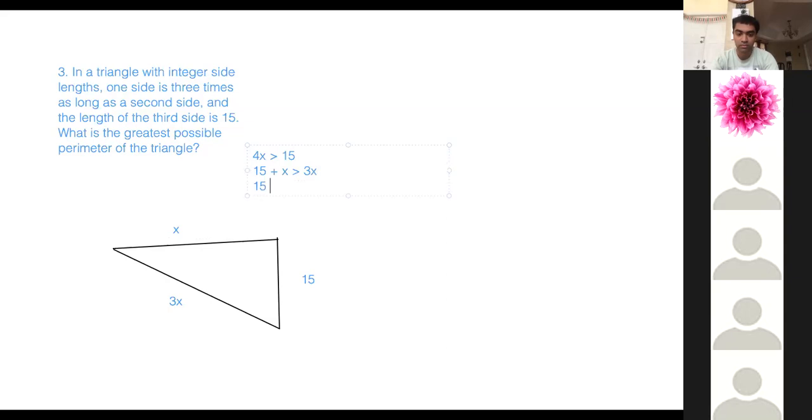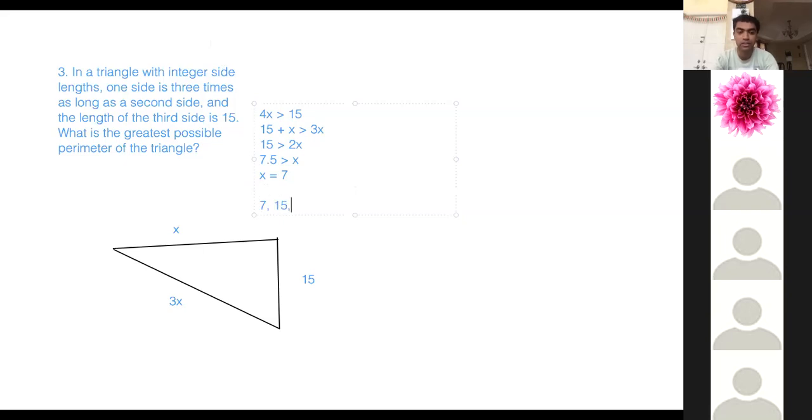Because if you divide 15 by 2, you get 7.5, and the closest but smallest integer to that is 7. So if you take x as 7, 7 plus 15 is 22, and 22 is greater than 21, or 3x. So if we plug that in, it'll be 7 as x, 21 as 3x, and 15 as the third side. And if you add 7 plus 21 plus 15, you get 43.